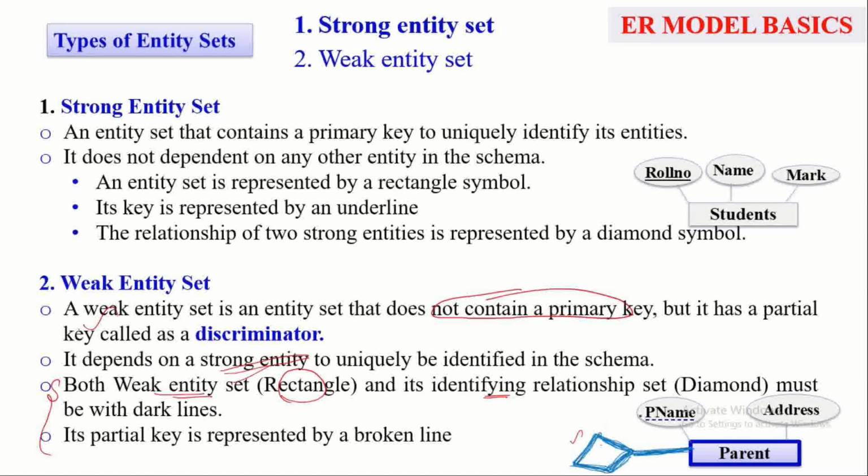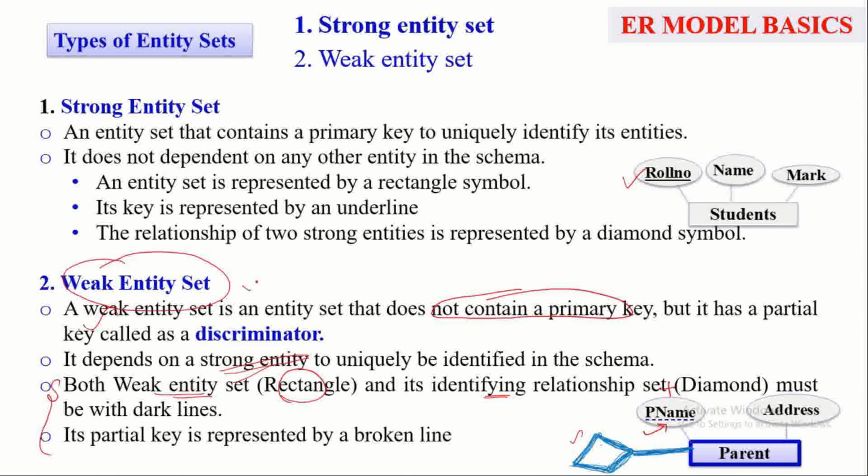Here, the parent entity set is given as an example of a weak entity set because it cannot exist independently in a university database without the ward taking admission. The parent entity set can be identified uniquely with the roll number of the student as well as the name of the parent. In this diagram you can also notice that the partial key, parent name, is underlined with a broken line or dotted line. We will discuss weak entity sets in detail in a subsequent video.